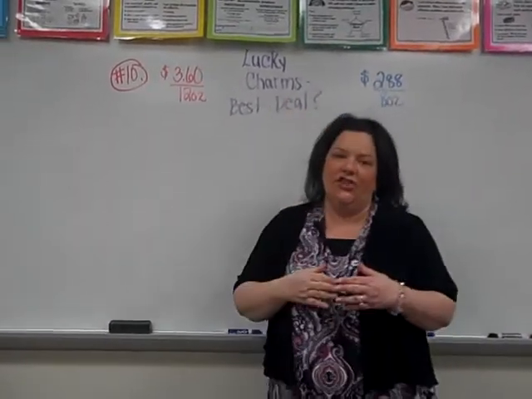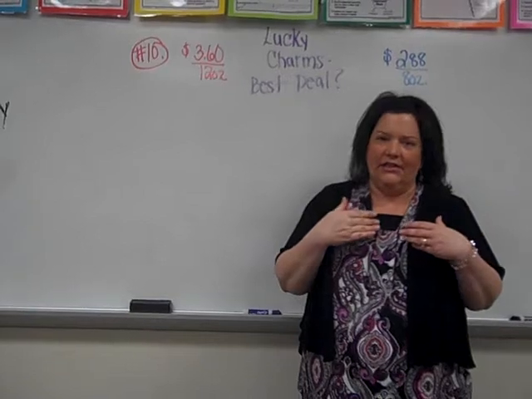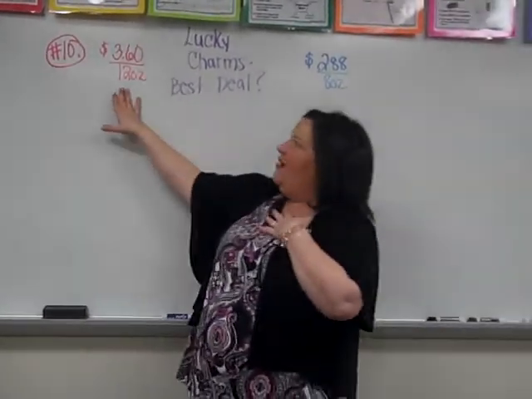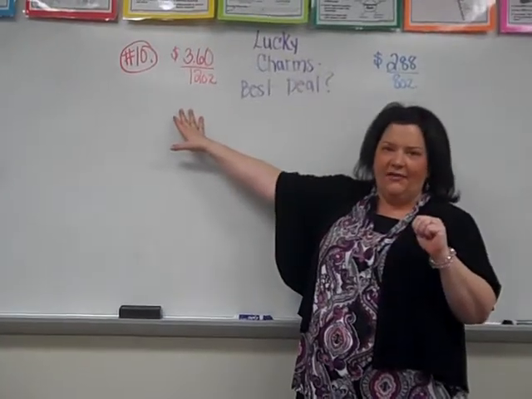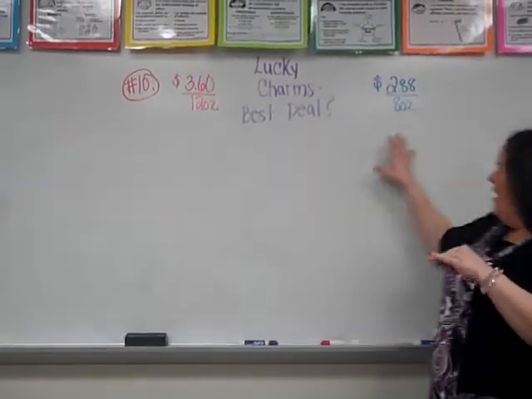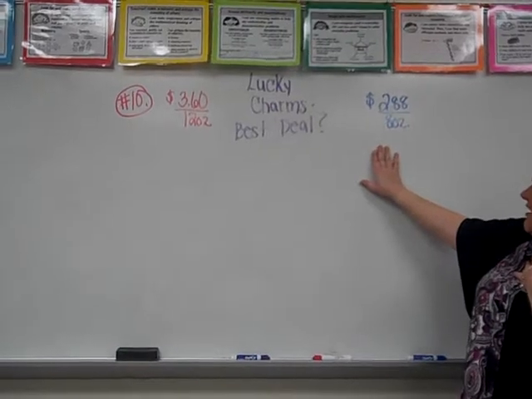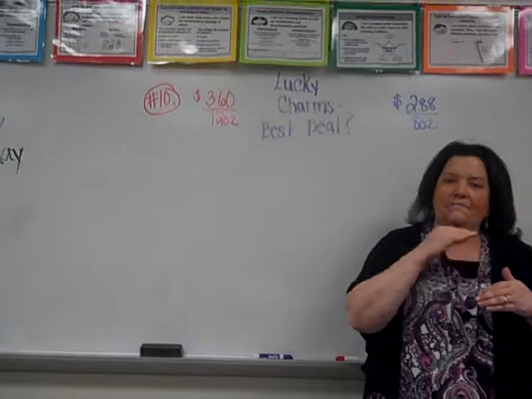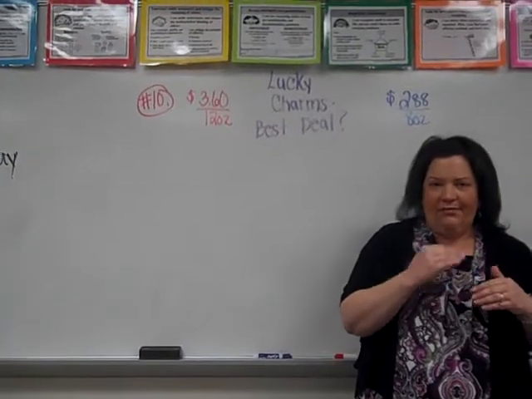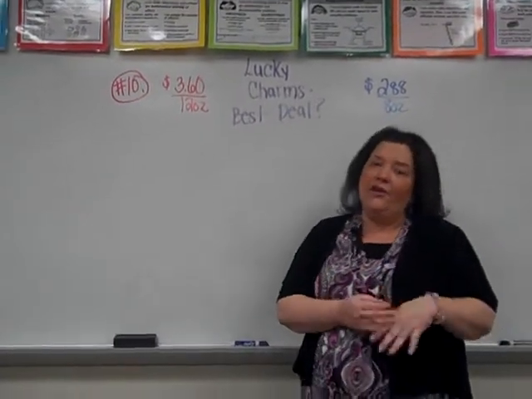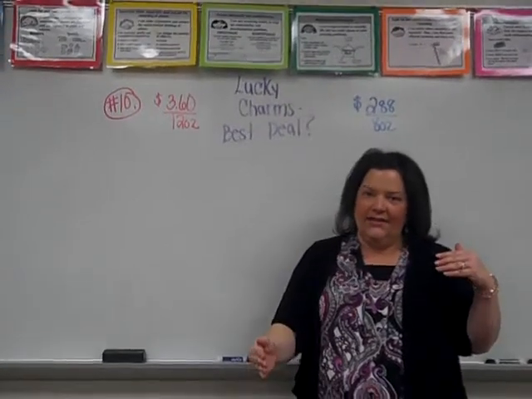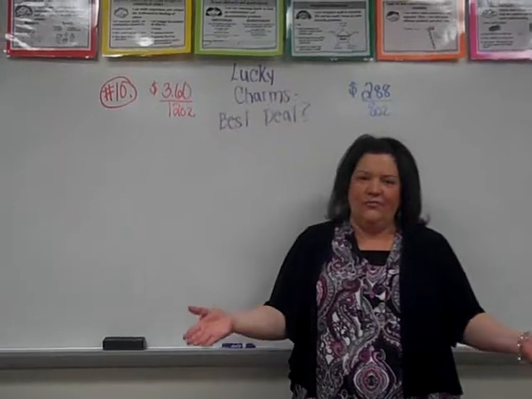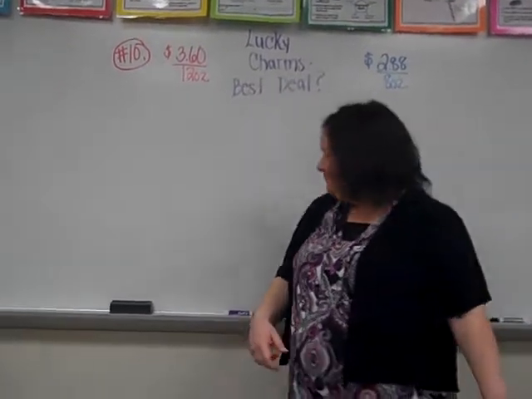So up here, I've listed it as Lucky Charms cereal because that's my personal favorite. And we want to know what the best deal is. We have $3.60 for 12 ounces. And then I've listed my $2.88 for 8 ounces. When we're dealing with money, money always goes on the top of your ratio. So what we're going to do is find the unit rate for both of these size boxes and decide which one is the best deal.